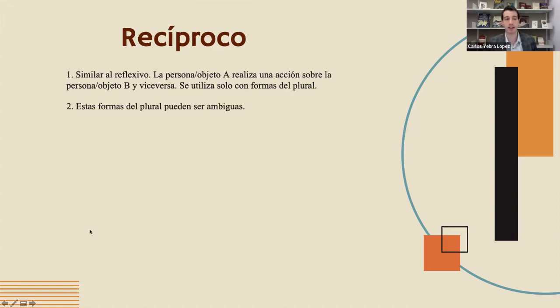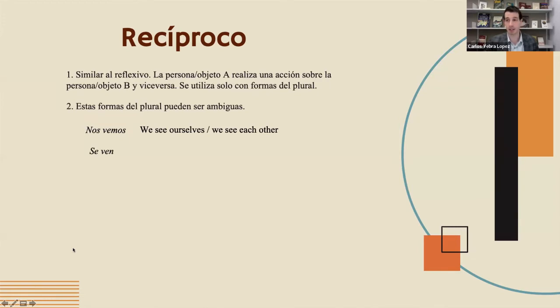And the problem is that these plural forms can be ambiguous. For instance, if I say nos vemos, do I mean that we see each other? I do an action upon you and you do an action upon me that is of the same genre? Or do I mean that each of us separately sees himself in the mirror? So it could be we see ourselves or we see each other. It can be any of those.